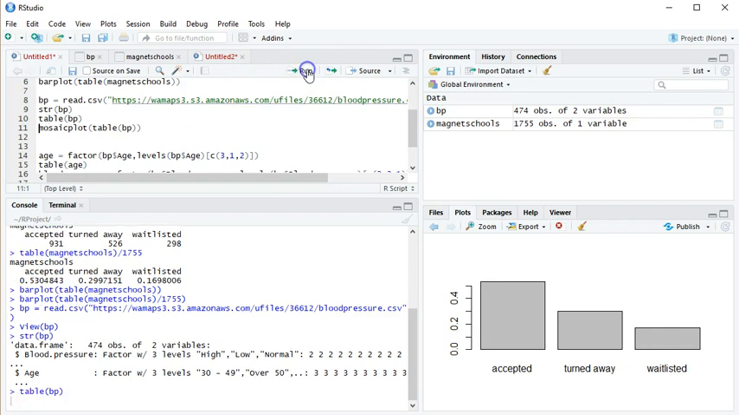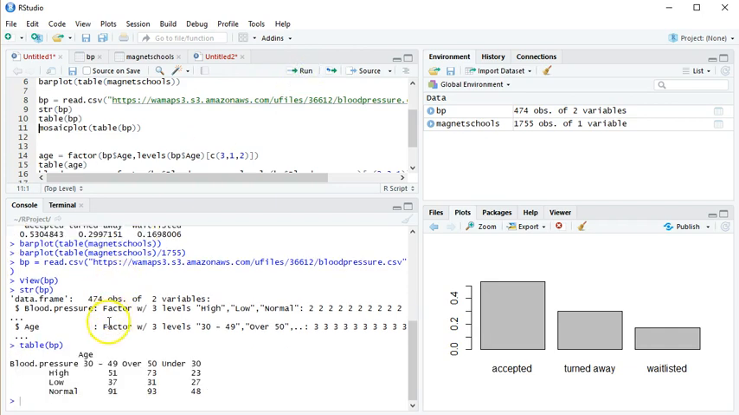If I run the table command, you see here I have the contingency table. All these counts right here depend on which levels you're at. So 51 you see right there are those between 30 and 49 that have high blood pressure. This 31 right here is those over 50 that have low blood pressure, and so on.